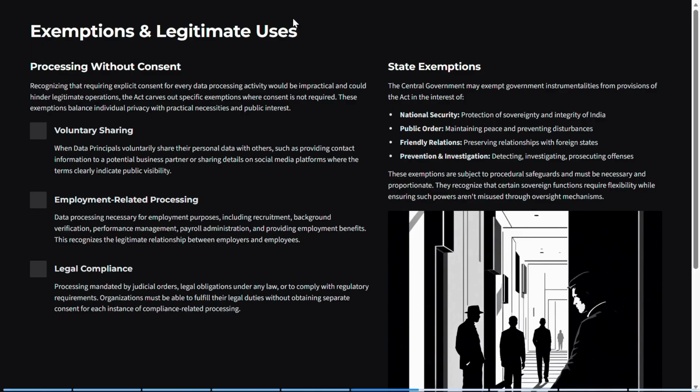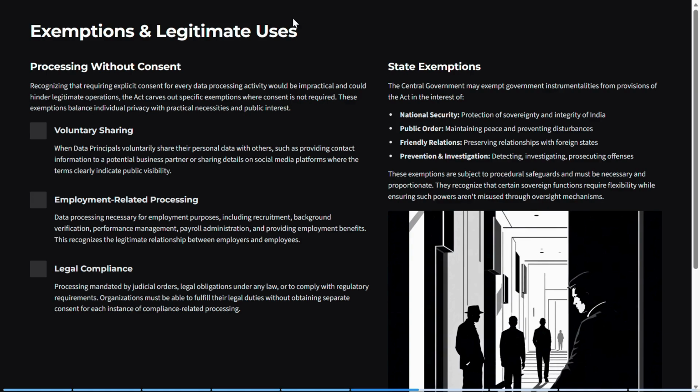So the central government may exempt government instrumentalities from provisions of the act in the interest of national security, which is protection of sovereignty and integrity of India. For public order, to maintain peace and prevent disturbances. And for friendly relations, preserving relationships with foreign states. And then there is prevention and investigation, which includes detecting, investigating, and prosecuting offenses.